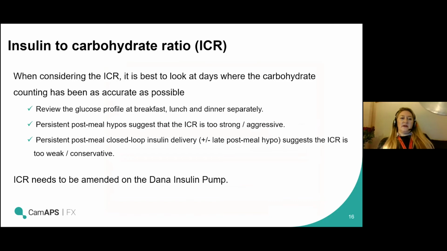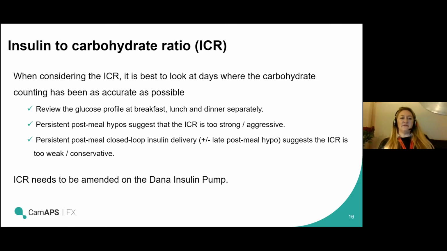So when you're looking at the insulin carb ratio, what you want to do is look at days where you know you've been as accurate with your carb counting as possible. So if you've just had a day, I don't know, you've been away for the weekend, it's been much harder to count, or a child's been to a party or something where you've not had such great control, then obviously stuff happens. You're not going to worry too much about that. What we're looking for is the patterns, the things that we think, yeah, this is happening on a regular basis. We can probably do something about this.